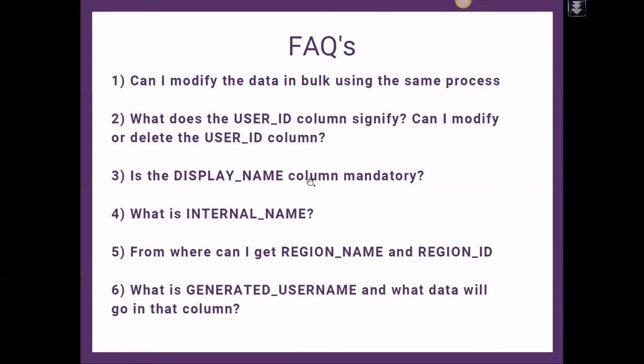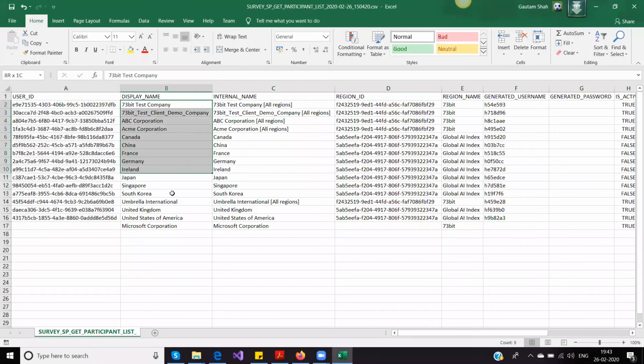Next, is the display name column mandatory? Yes, the display name column is mandatory because that would have the name of the participants, or name of companies, or name of countries. So all the participant names would be here. So yes, that is mandatory. Also, I would suggest you add the internal name along with the display name, and they can be the same. So adding them at the same time would be the best idea to go ahead with.